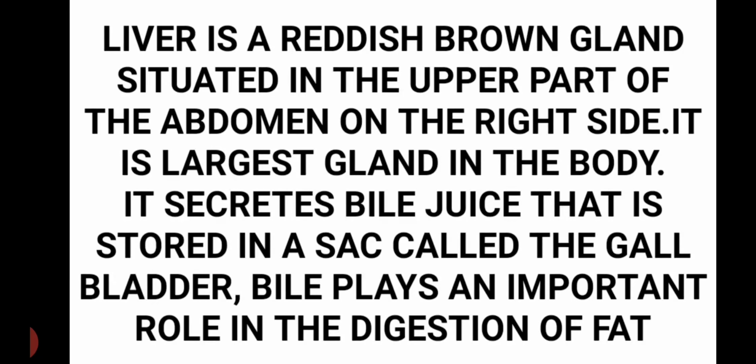Now the liver is a reddish brown gland situated in the upper part of the abdomen on the right side. It is the largest gland of your body. I told you it is the largest gland of your body. It secretes bile juice which is collected in a bag-like structure that we call the gallbladder. Bile juice plays an important role in the digestion of fat. Note that it is only helping in digestion. It is not digesting the fat.